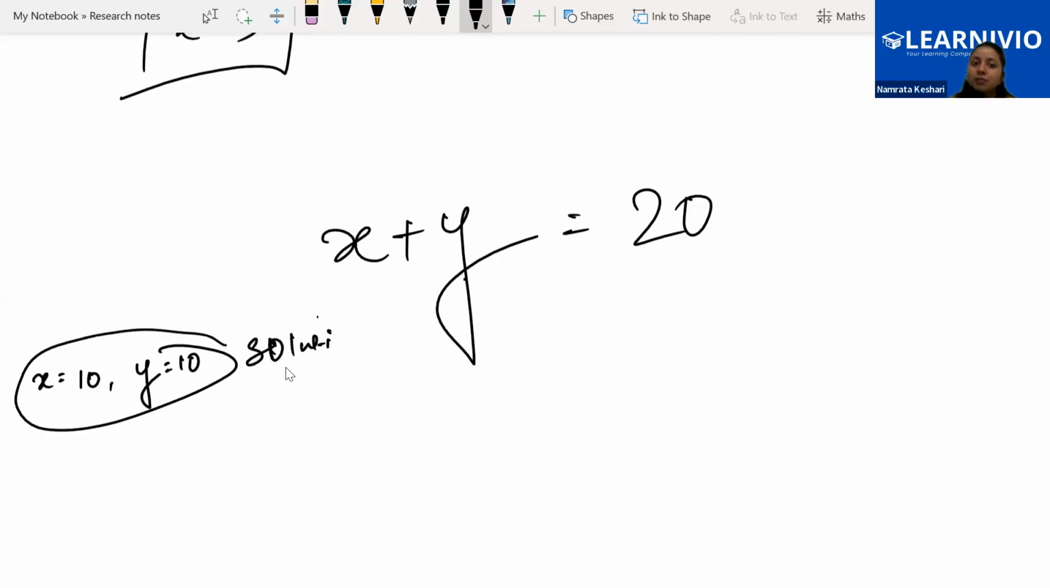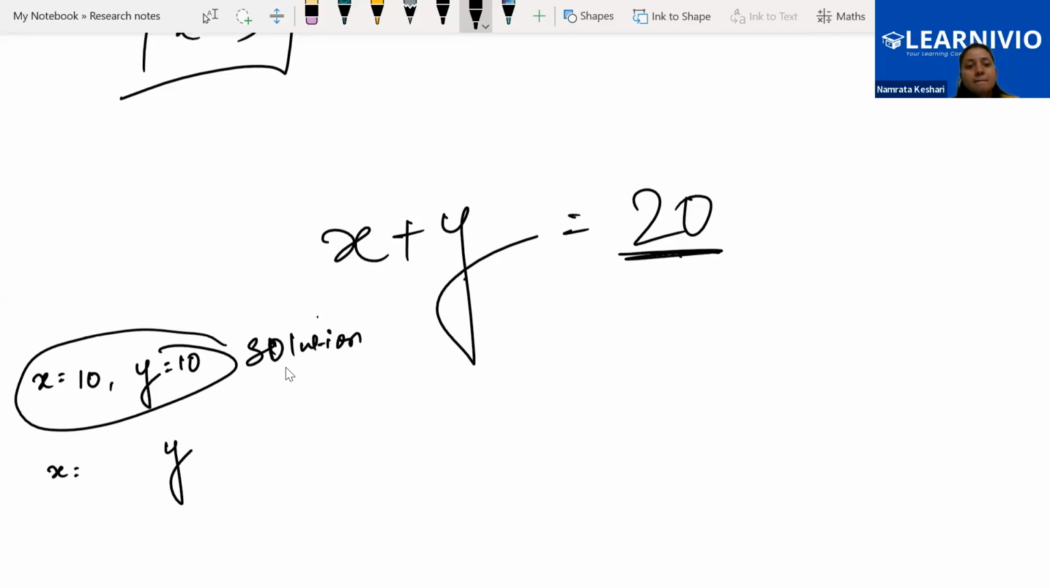Are you getting my point? Ma'am, but if x is 10 and y is 10, won't that make x equal to y? Yeah, that is perfectly fine. x and y can be the same, they can be different, it doesn't matter. Now can you tell me what are the possible x and y values which will give us 20 added together?